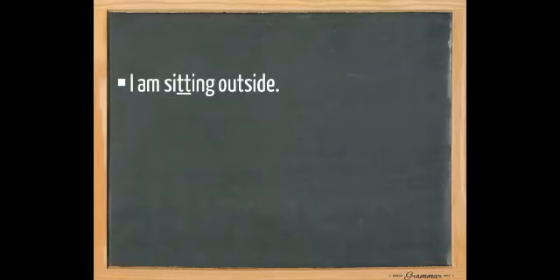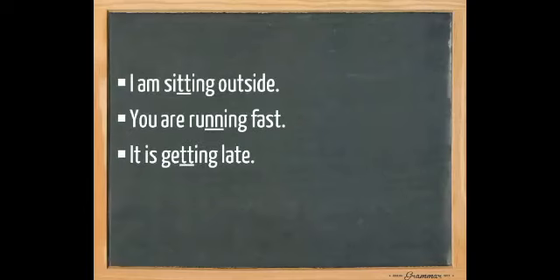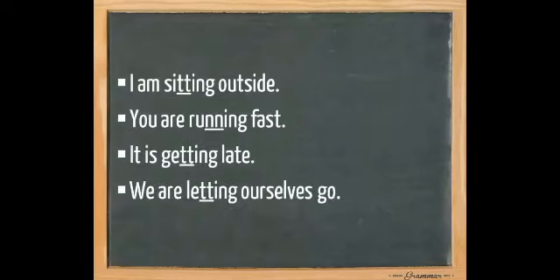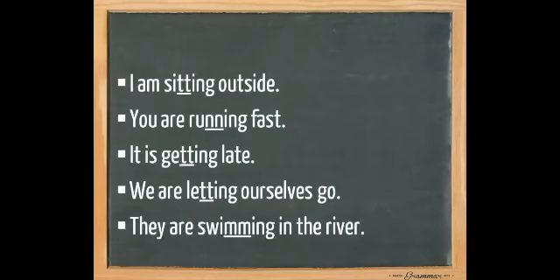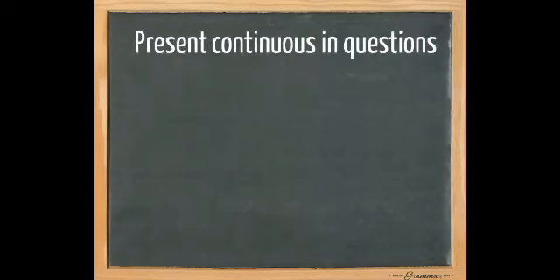I'm sitting outside. You are running fast. It is getting late. We are letting ourselves go. They are swimming in the river. Please note that these verbs have doubled their consonant. Now let's have a look at the present continuous in questions.